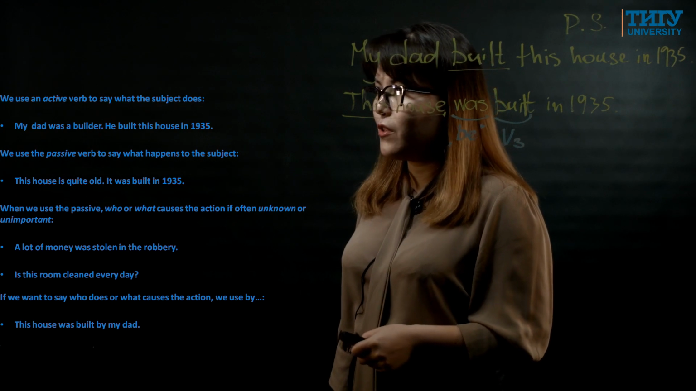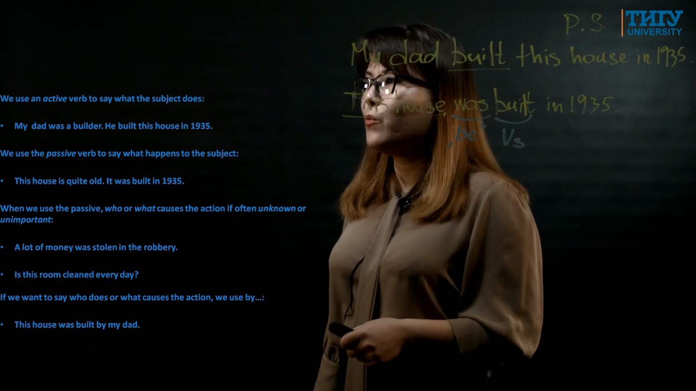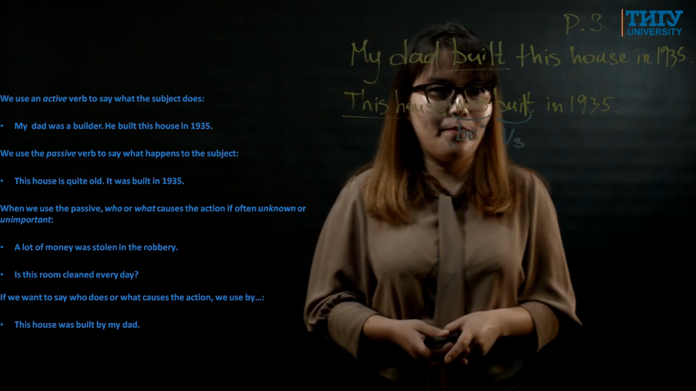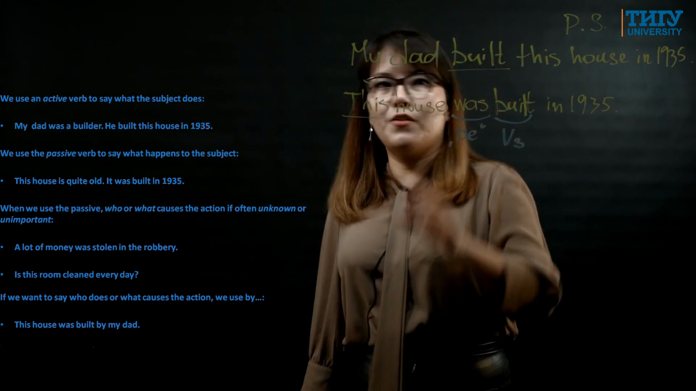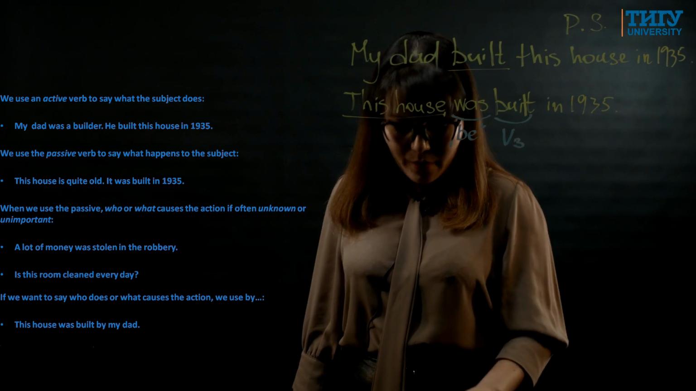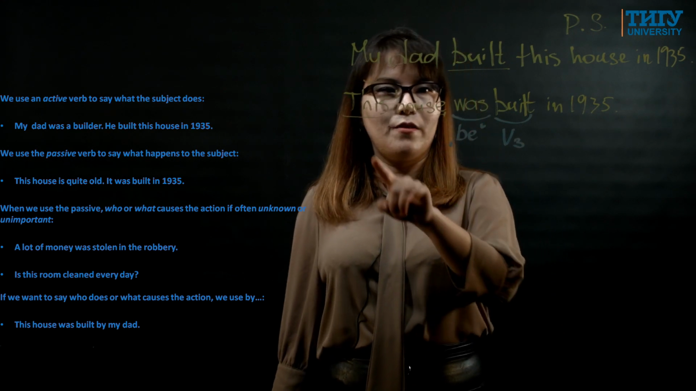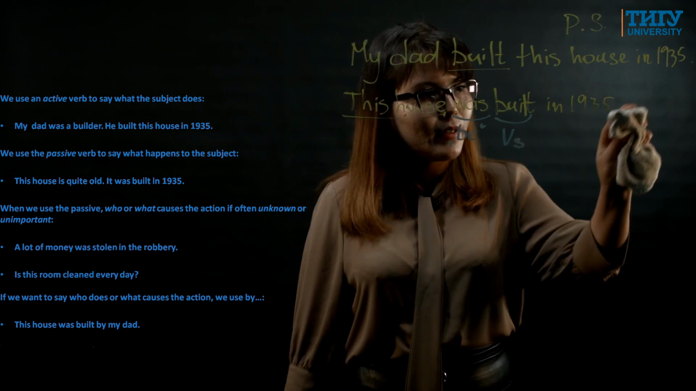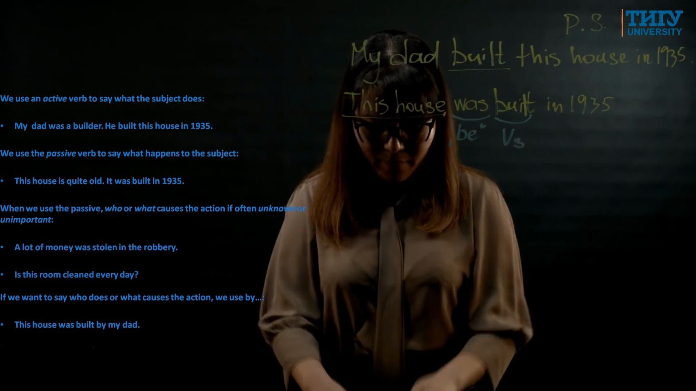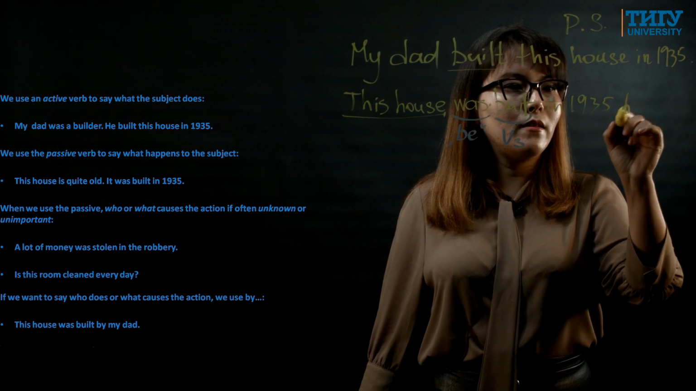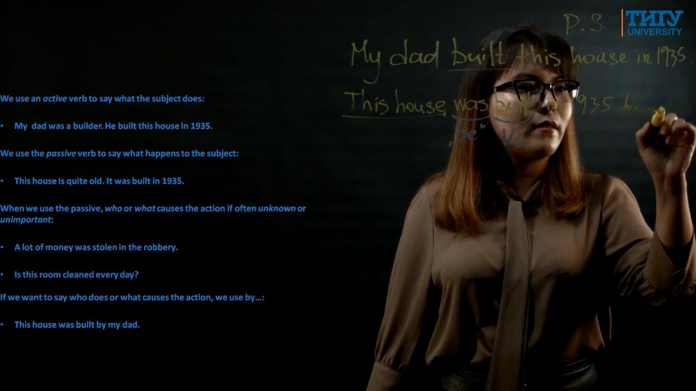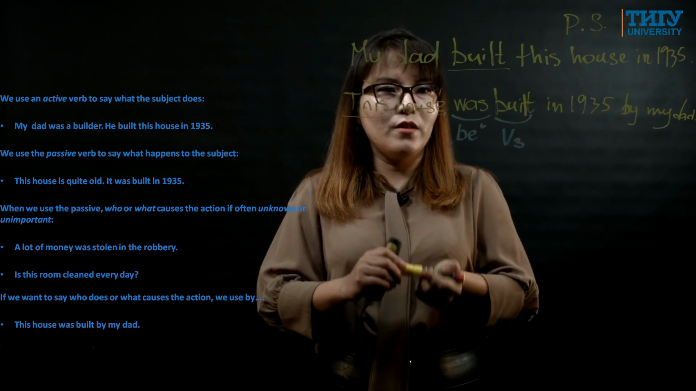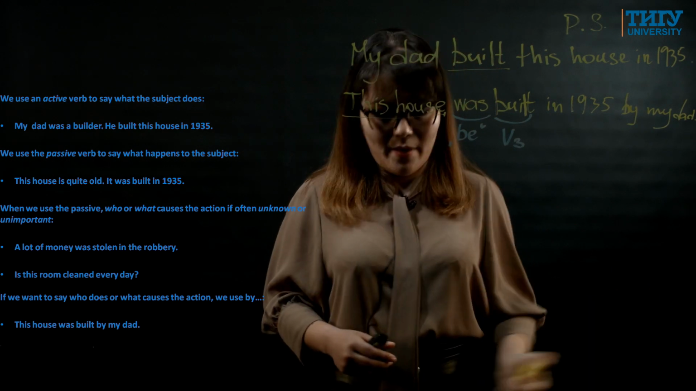But if we want to say who does or what causes the action, we use by. So this house was built by my dad. This is the same example. And here we may add, this house was built in 1935. In 1935, you may add by my dad. That's it. So this house was built in 1935 by my dad.